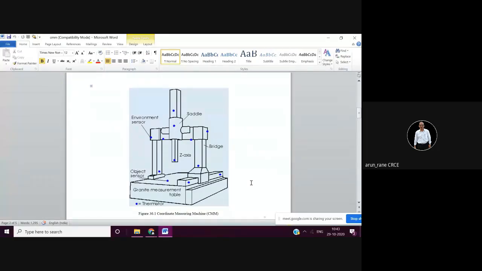When one component is over, then you can load another component, second component, third component. So the way you do milling, similarly here you are inspecting the components in batches or in mass production.